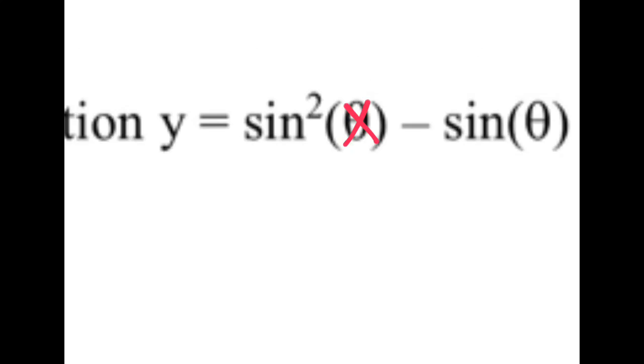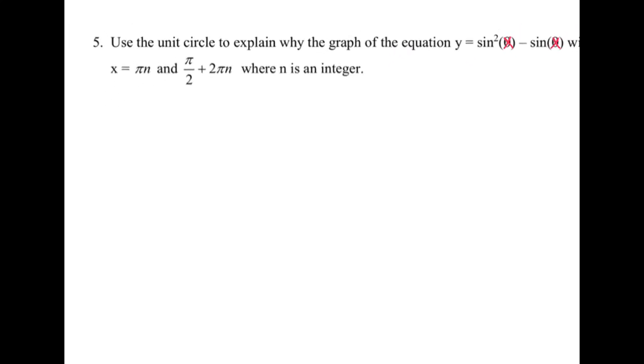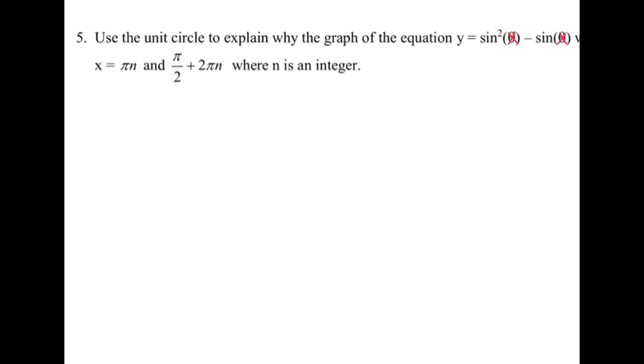Use the unit circle to explain why the graph of the equation y equals sine squared theta minus sine theta will have zeros at x equals pi n and pi over 2 plus 2 pi n, where n is an integer. I guess then really that should say x and x up there to stay consistent. My bad about that. So what do we know?